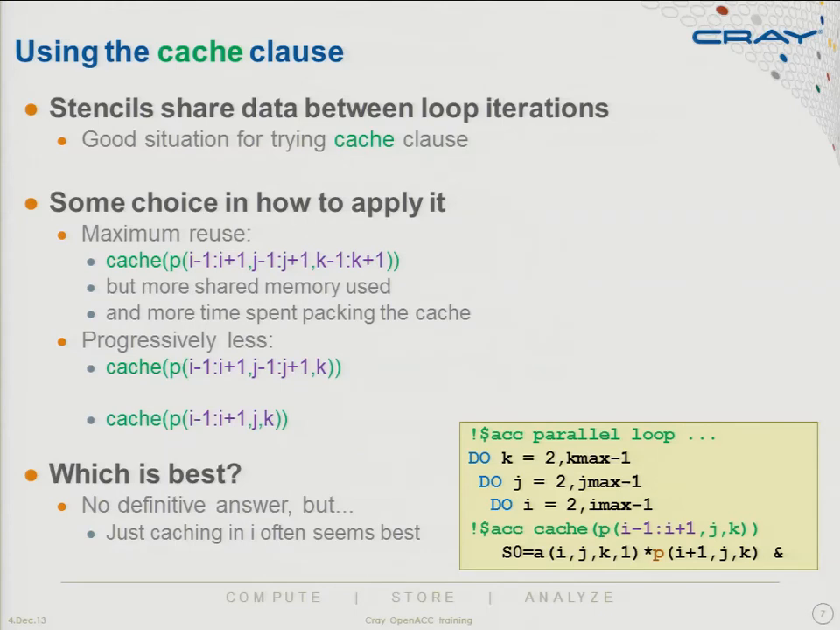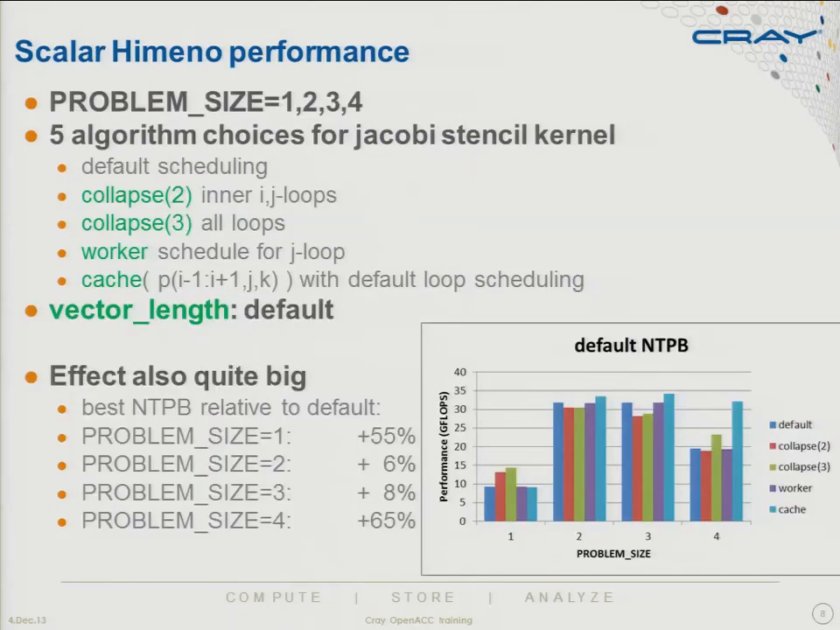Which is best? No answer. It depends. Although I almost always find that caching on the inner loop only gives best performance. So that's the one I'm going to try here. I tried the other ones, they were slower. Much slower, actually. So I've got three different schedules here, and I'm also going to try the default schedule with the cache clause. So default scheduling, collapsing the inner two loops, collapsing all three loops, trying a worker clause on the middle loop, or doing some caching just on the i direction.